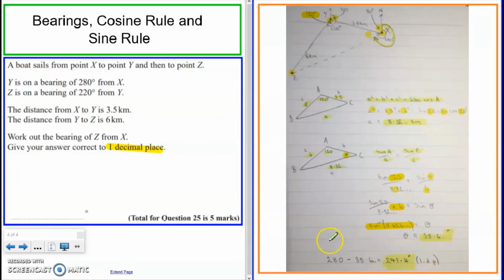And how I calculated that was I used the bearing of Y from X and subtracted the angle that we just calculated using the cosine rule followed by the sine rule. And there you go. There is my completed answer, and I would have picked up all 5 marks for showing my full correct working out. Very well done if you would have been able to achieve all 5 marks on that question.